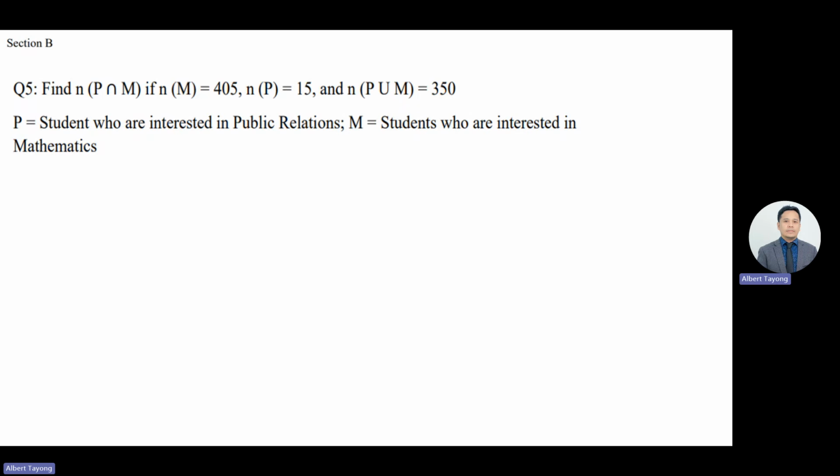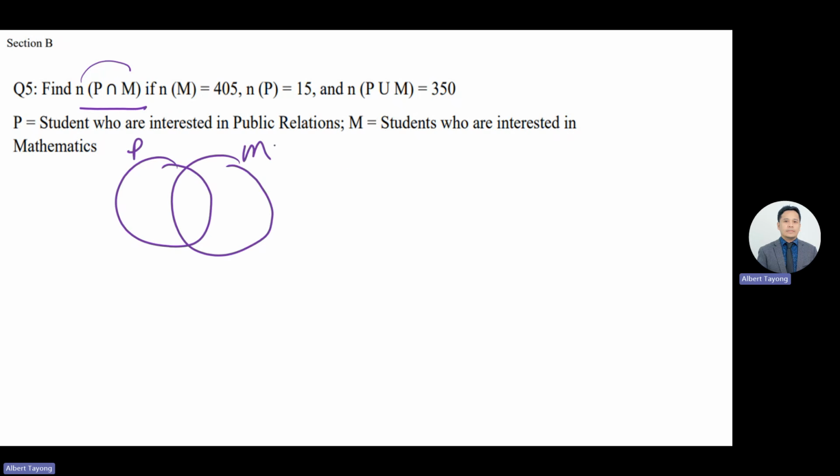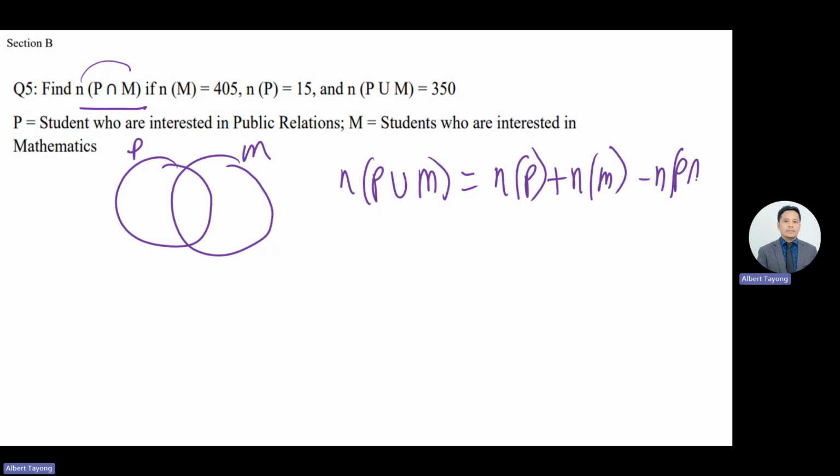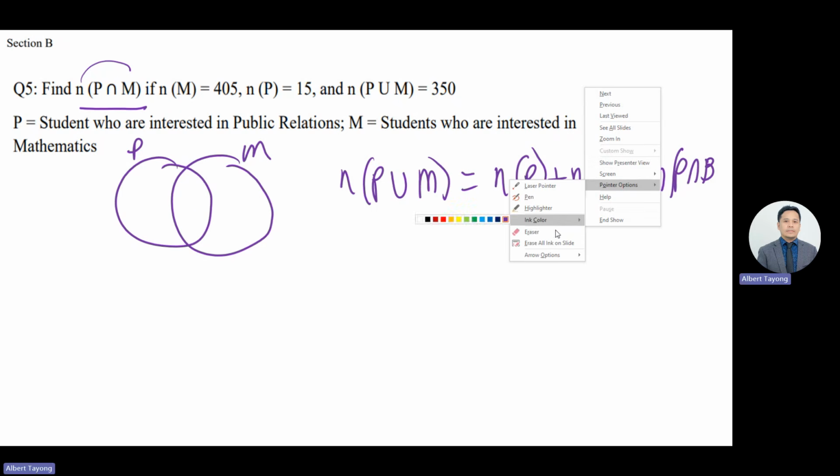Number 5. Okay, number 5, you're going to find the number of elements of this intersection, P intersection M. So we have 2 sets, P and M. So number of elements of P union M equals number of elements of P plus number of elements of M minus the both or intersection. This is M.